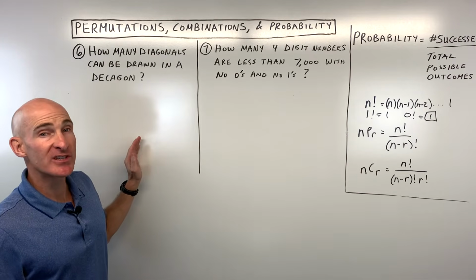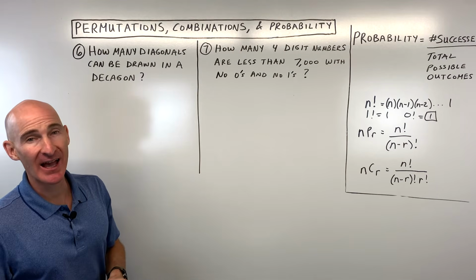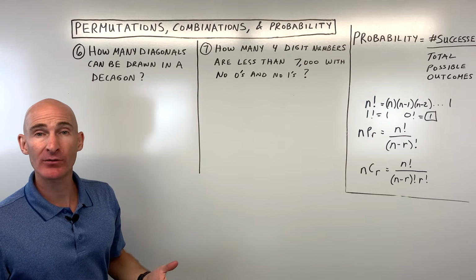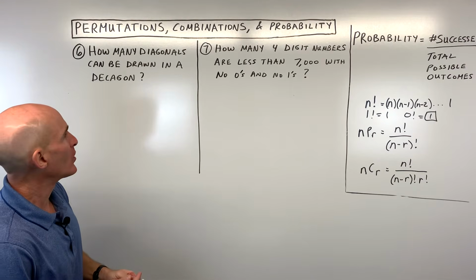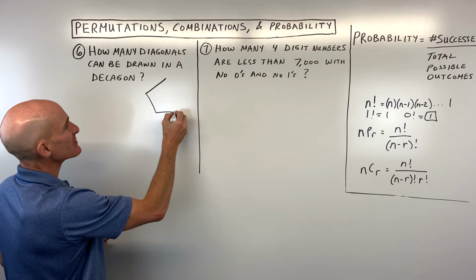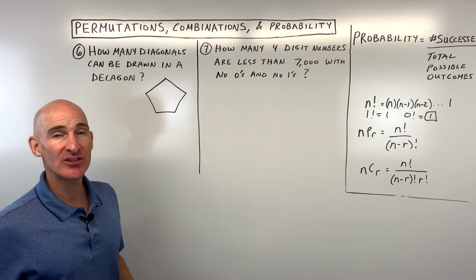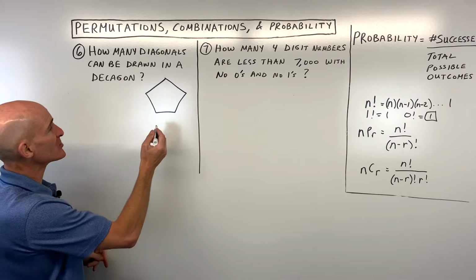Okay, let's take a look at number 6 now. It says, how many diagonals can be drawn in a decagon? So remember, a decagon is a polygon with 10 sides. And what exactly is a diagonal? Well, let's do a simpler example. And this is a good technique sometimes. If you ever have a difficult problem, try to do a simpler one and then extrapolate out, and you can solve more challenging ones that way.